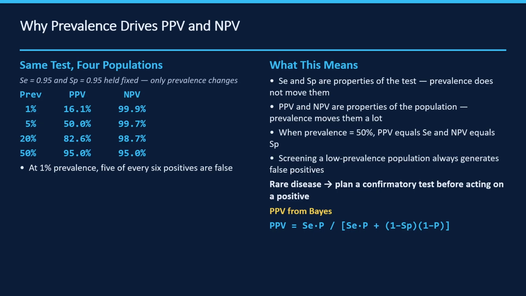The practical lesson, and this is an exam favorite: sensitivity and specificity are properties of the test and don't move with prevalence. Predictive values are properties of the population and move a lot. Screening a low prevalence population, expect false positives, and plan a confirmatory test.